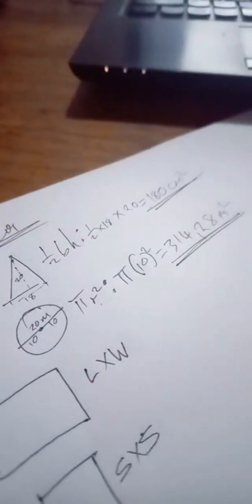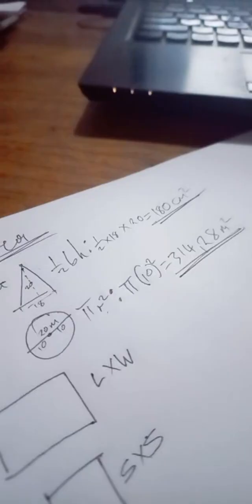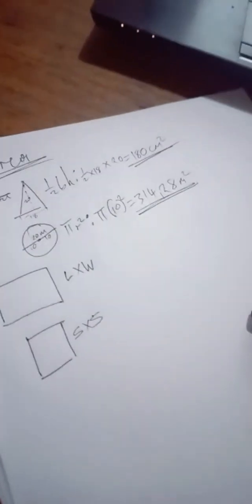Perimeter is the distance around the shape, guys. For grade 8, I think we are done. Grade 8 are only left with congruency and similarity. Let's do congruency and similarity.